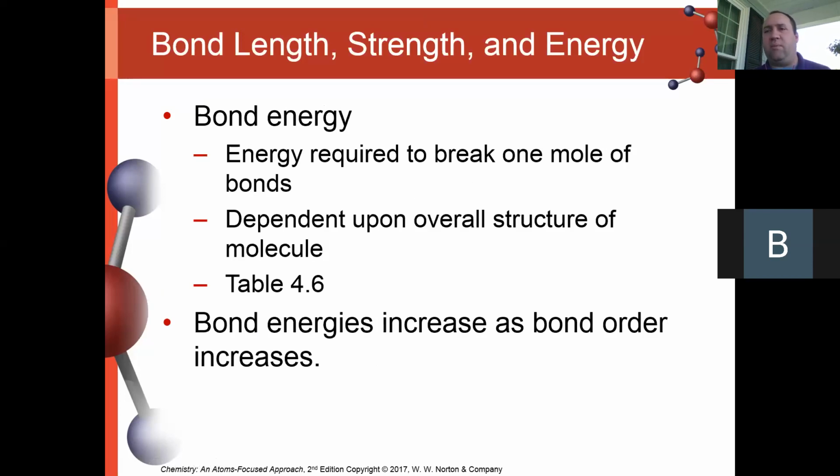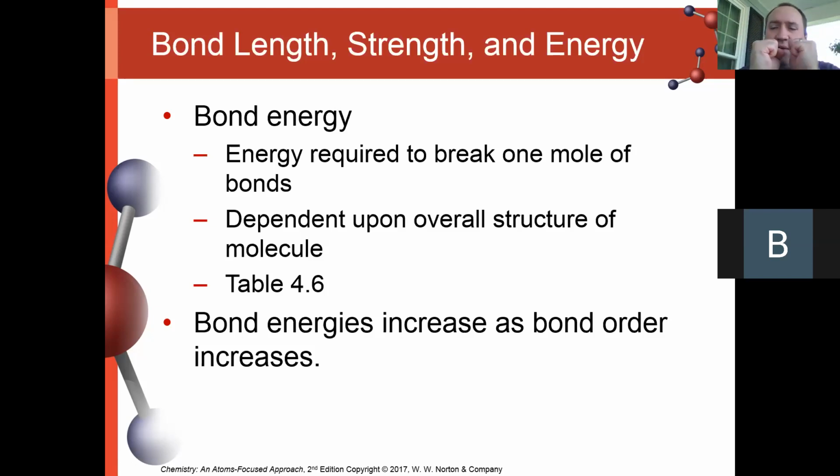In bond energy, we're talking about how much energy it takes to break that bond and separate those two atoms from each other. There are a lot of factors that go into that as well, but the ones we can look at most commonly are the bond length and the bond order. Bond length and bond order tend to have a relationship with bond energy. Bond energies will increase as bond order increases, and again, that makes sense. The more attracted these two atoms are to each other, the more electrons they share, the harder it's going to be to pull them apart.